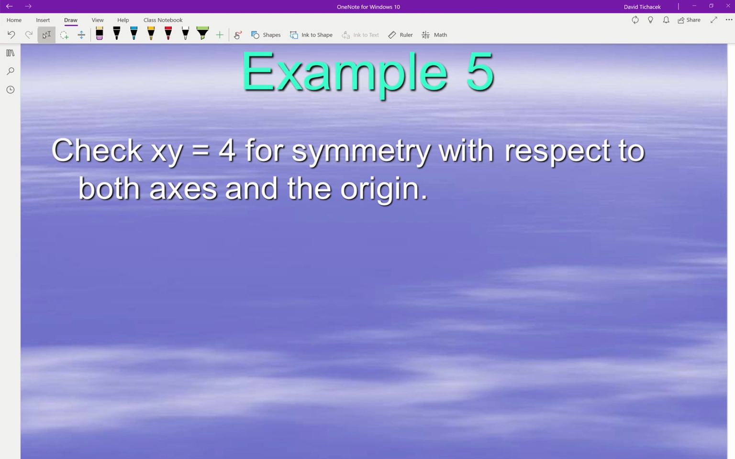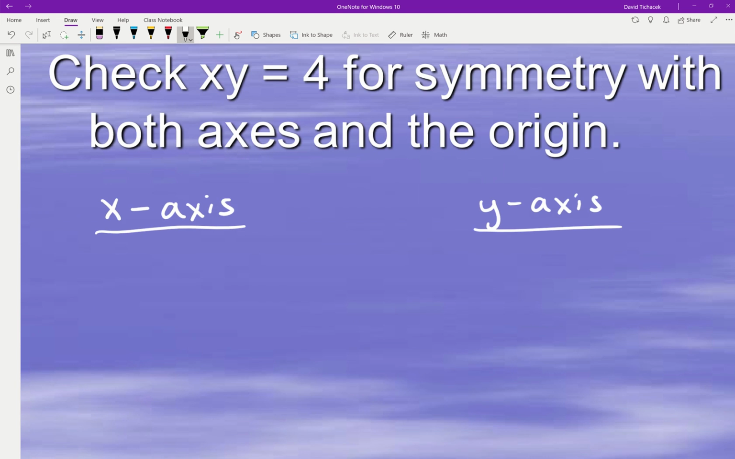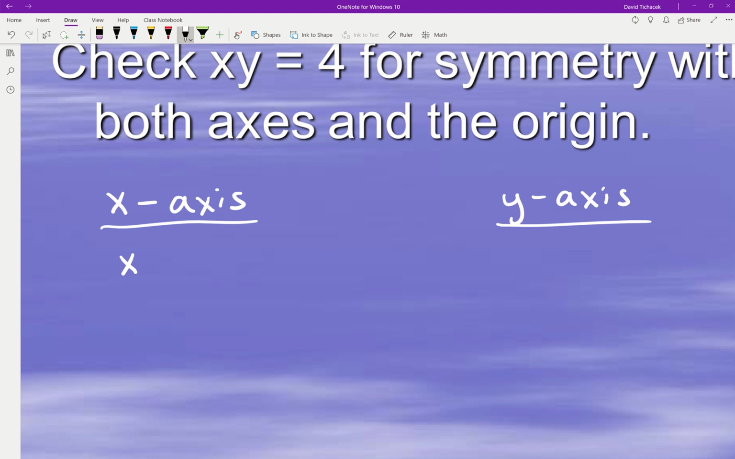Okay, so here we have a different equation. We have x times y is equal to 4. We want to test for all three types of symmetry. So we have x-axis, we have y-axis, and we have origin. Okay, so let's see what ends up happening here. So for x-axis symmetry, we are going to go ahead and take all the y's that we see in our equation, and we are going to replace them with negative y and see if anything changes.